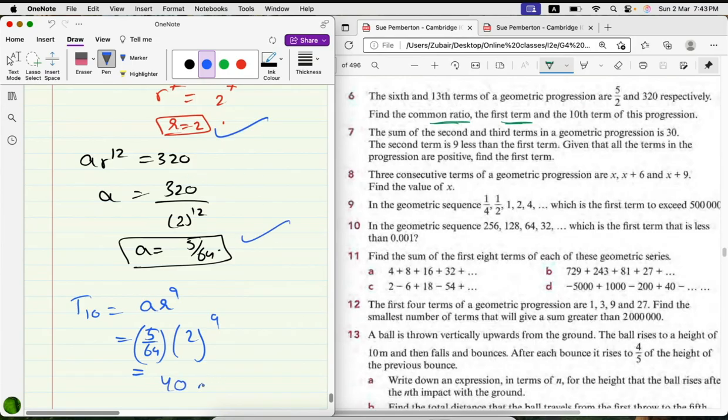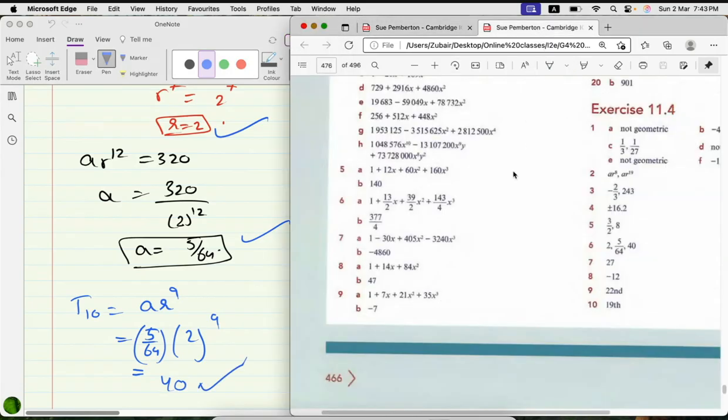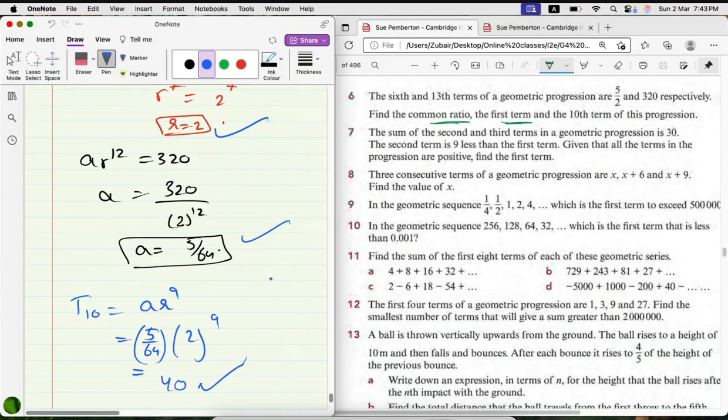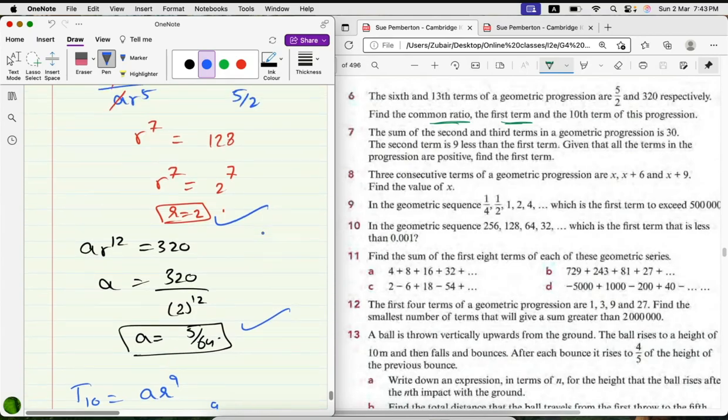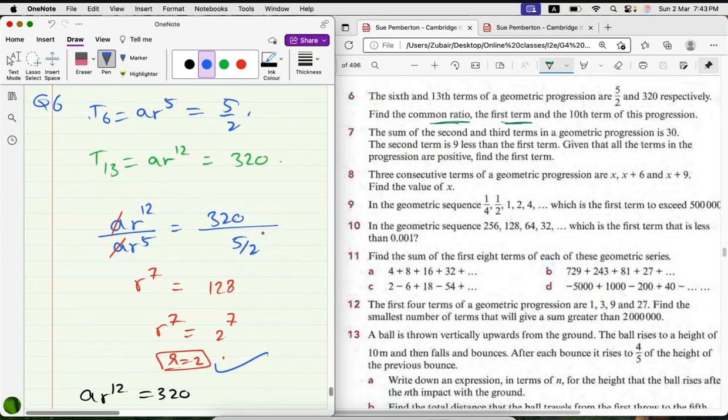R, A, and the 10th term. Question number 6: 2, 5 by 64 and 40. Clear? Sort of. I understand the formatting of the way that we wrote it. Same for the 6th term, AR raised to power 5, and that is given. Then the 13th term, AR raised to power 12, and that's again given.